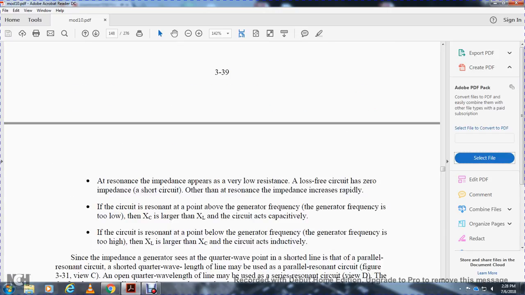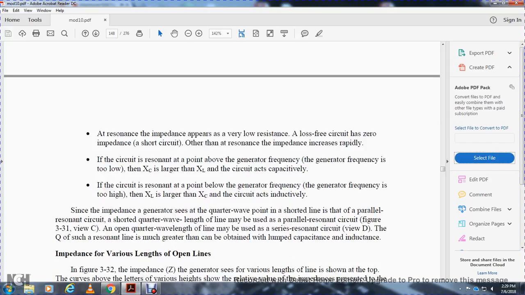Series resistance has three characteristics: resonance impedance that is very low resistance, loss free, with the circuit having zero impedance, a short circuit. At other than resonance, the impedance decreases rapidly. If the point is above the generator frequency, the generator frequency is too low, the capacitive reactance is larger than the inductive reactance, and the circuit acts capacitively. If the circuit is resonant at a point below the generator frequency, if the generator frequency is too high, the inductive reactance is larger than the capacitive reactance and the circuit is inductive.